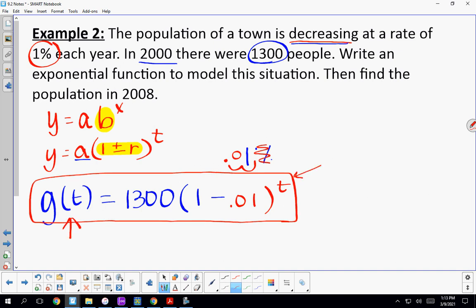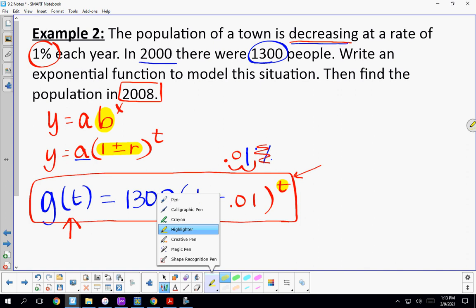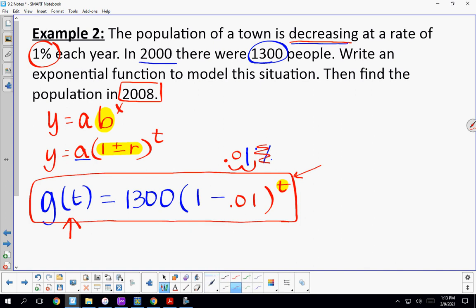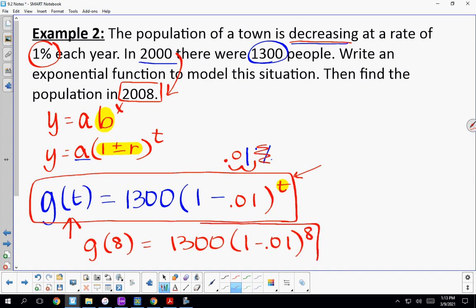And the question specifically wants the population now in 2008. So be careful, we're not going to plug in 2008 here, or that would calculate the population after 2008 years. And all we want is to know the population after 8 years. So we just look at how much time has gone by. So we're going to plug in 8.